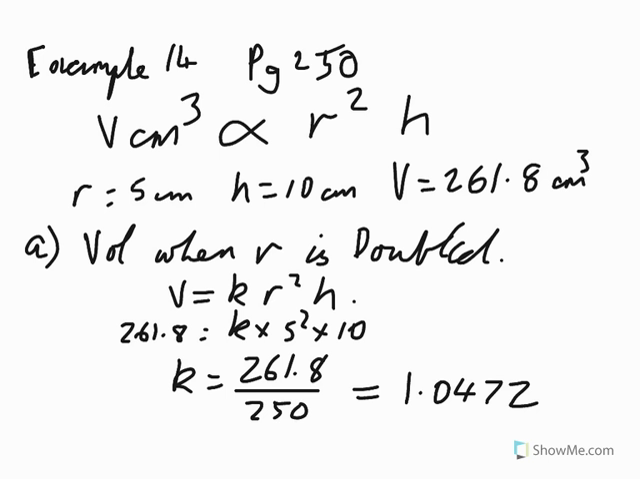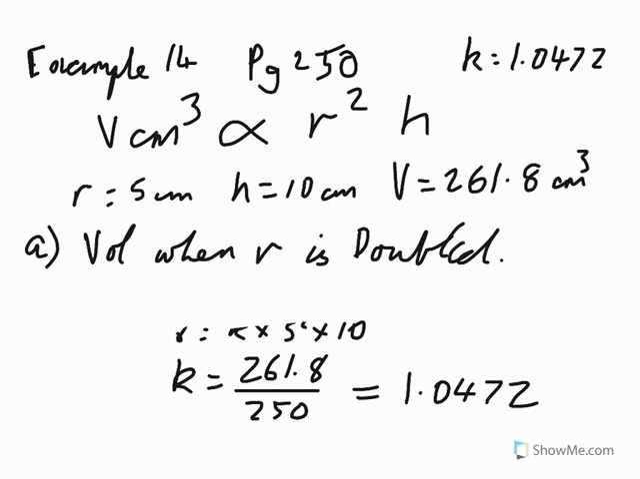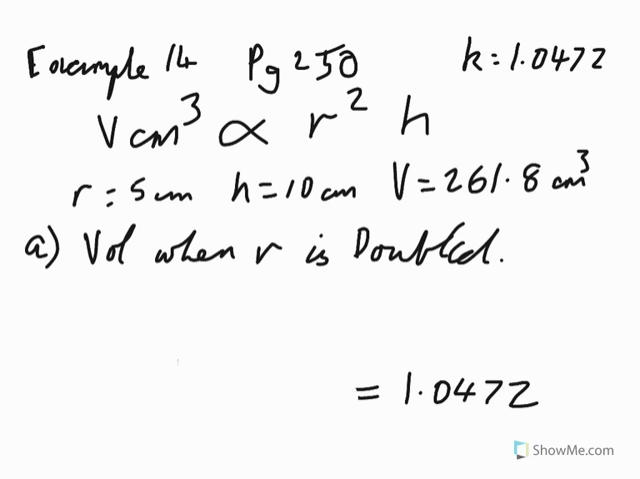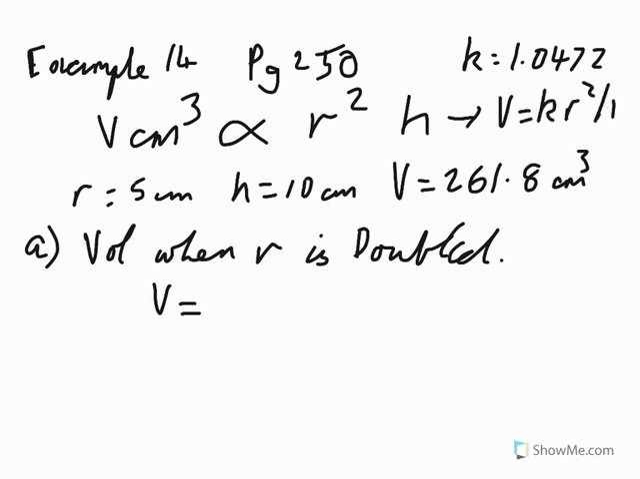So we're now looking at, and I'll just write this up in the corner there, K equals 1.0472. So we can look at that. And so we want to know the volume when the radius is doubled. So we're looking at the volume, don't forget, I'll just write this up in the corner here, so that's V equals K R squared H.